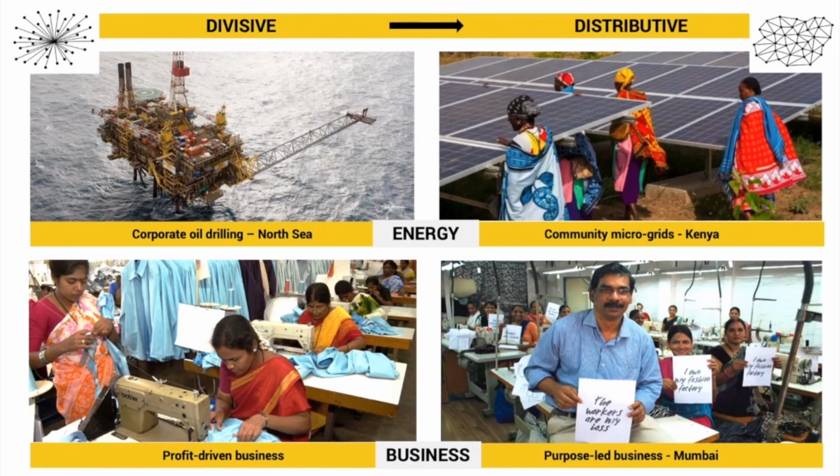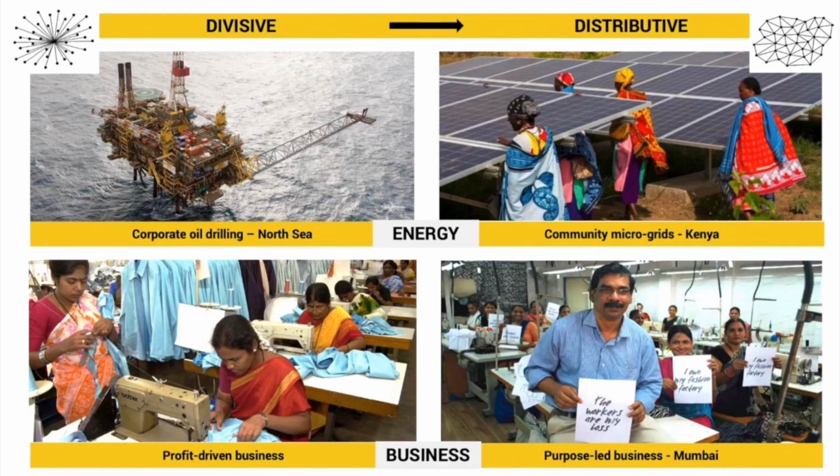Likewise, you can see in the picture that there are corporate oil drilling in the North Sea, which are available to the people, but they are not affordable by the ordinary people. Whereas the community microgrids in Kenya allow the common people to get electricity in an affordable manner, which is a distributive principle.